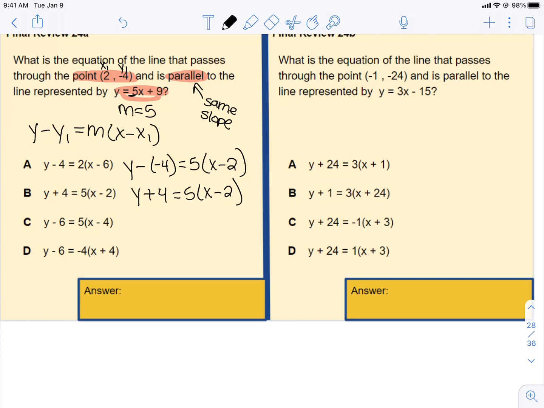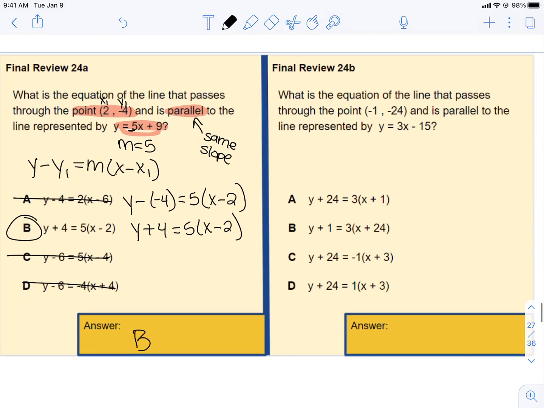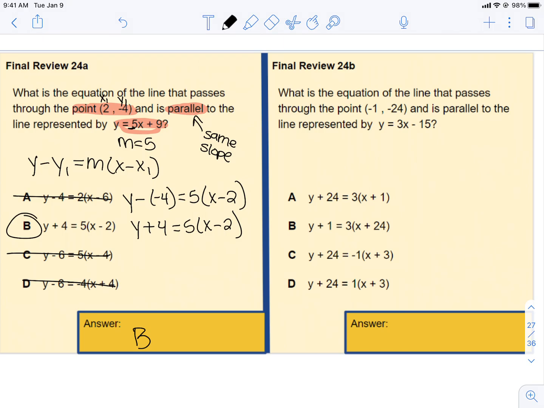And then I look to see my answer choices. So it should say y plus 4. So A is eliminated, C is eliminated, and D is eliminated, which leaves me with answer choice B. And that's it.